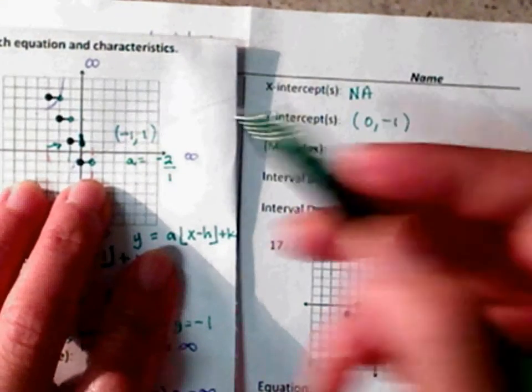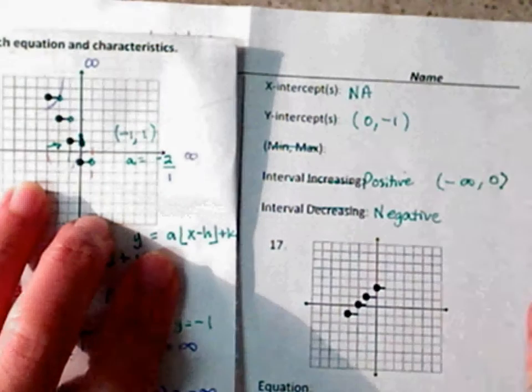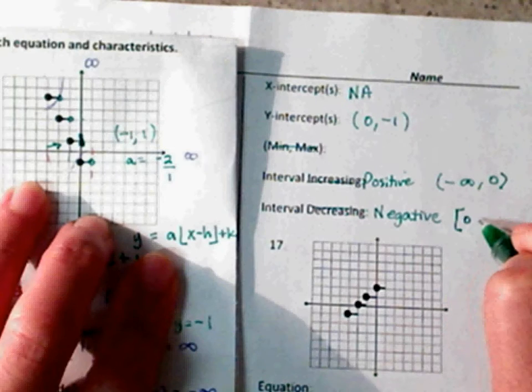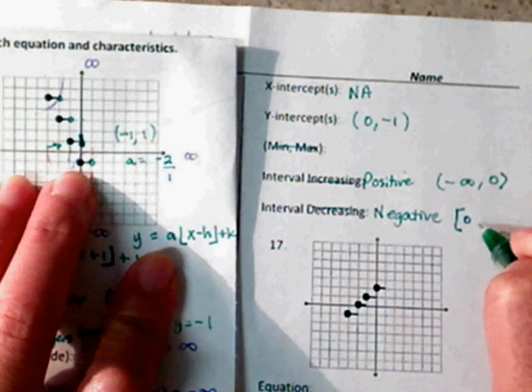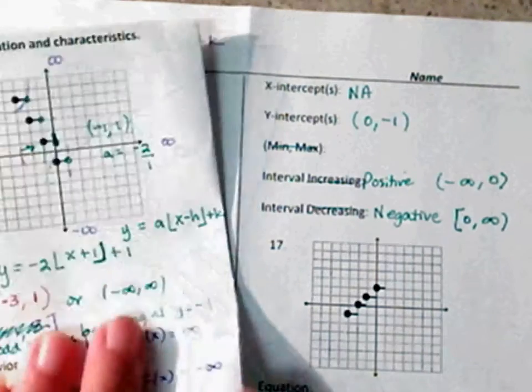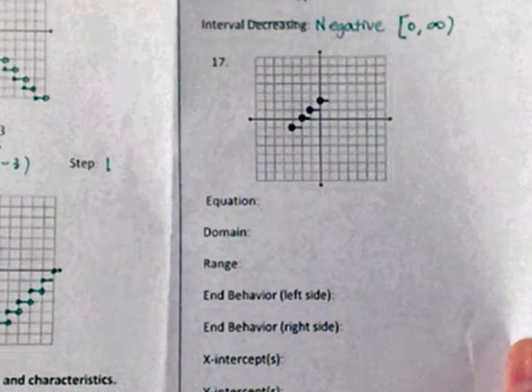Negative, where do you see negative? Starting right here, every other going down. So it starts off at 0, included, see the points included, continues on to positive infinity. Okay. And there's number 16. Number 17.